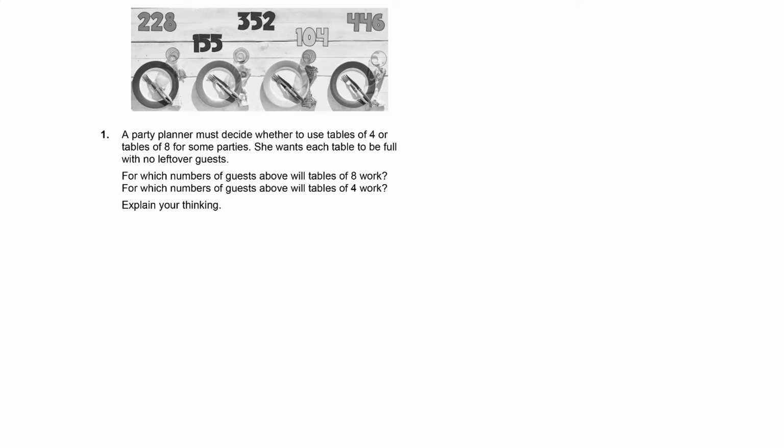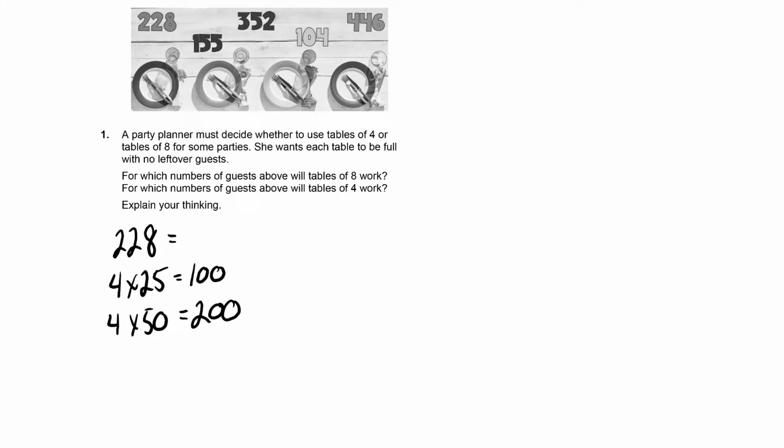Let's start with the number 228. Well, I'm not exactly sure where to start, so I'm going to say, well, I know that 4 times 25 is equal to 100. So that tells me that 4 times 50 would be equal to 200, because I've just doubled the 25 so that I had 50. So now 4 times 50 equals 200, so I'm getting close. And 228 then is 200 plus 28, and I know that 28 is 4 times 7.